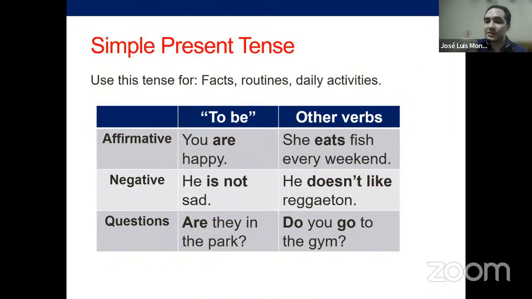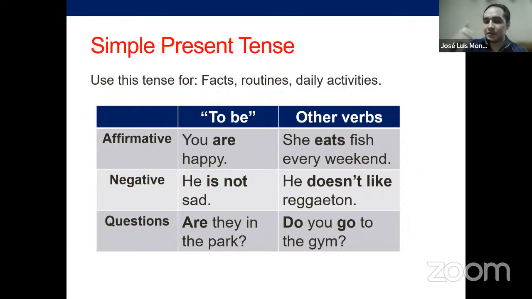So, the first tense is the simple present tense. Okay, it has 2 rules. This is very important. Okay, when you use the verb to be, you only use the verb to be. You are happy. What is the verb? Are. You don't have you are being, you don't have you are running. That's the present continuous. Okay, not the present continuous. Only the present with be is only the verb to be.